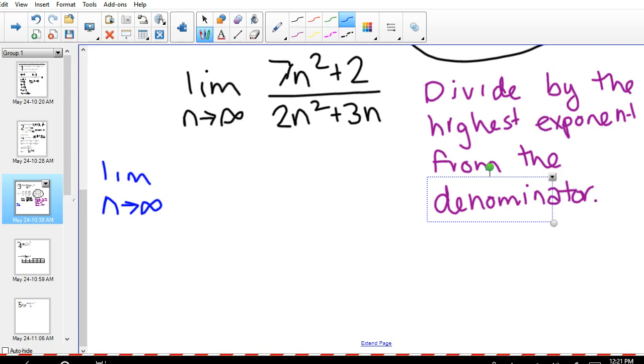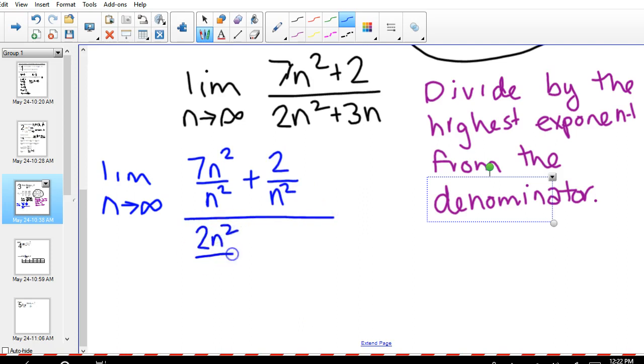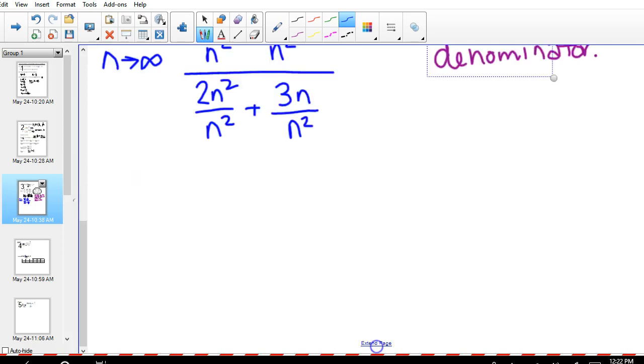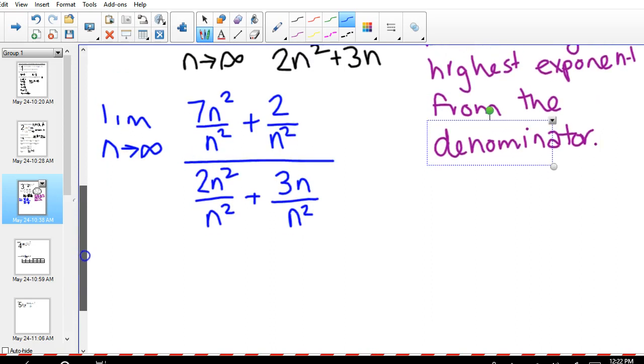So what we're going to do is we're going to divide everything in the top and the bottom of the fraction by n squared, because that's our highest exponent in the denominator. So we'll have 7n squared divided by n squared plus 2 divided by n squared over 2n squared divided by n squared plus 3n divided by n squared. Oh, let me put it up that much. So we're taking what we had and we're dividing every single term by that n squared, top and bottom.